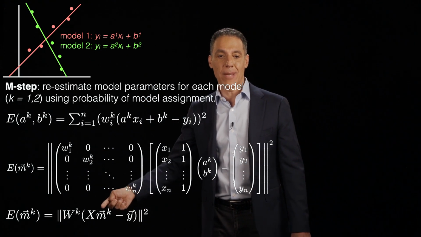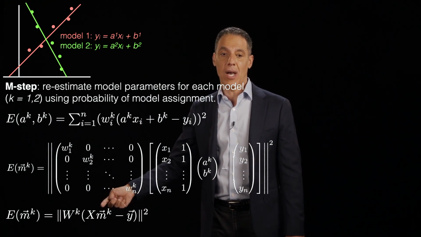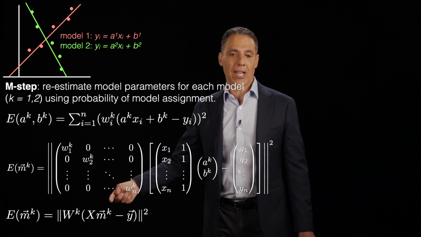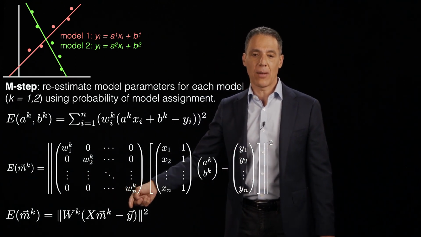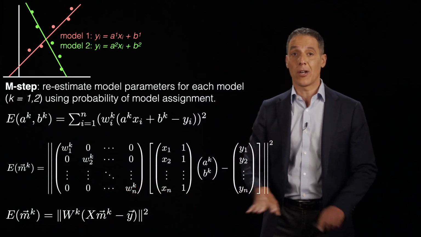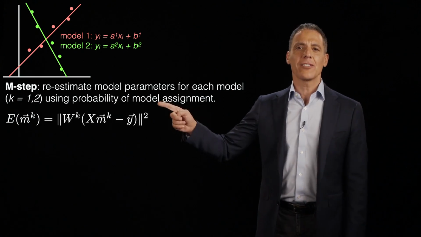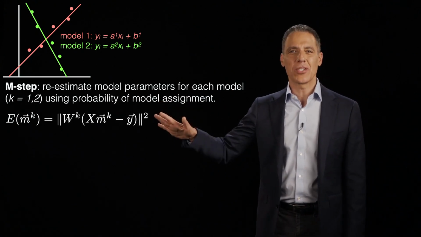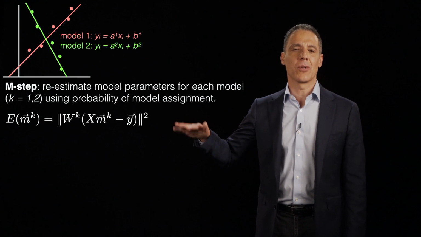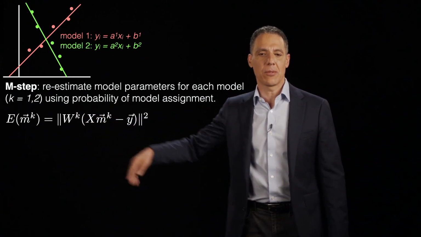And then I've got my data matrix. Notice that's not indexed on the model. It's just all the data. I've got my kth model, and then I've got my Y vector, also not indexed on the model, because we're using all of our data. All right, let's just go ahead and solve this equation. We know what to do. We're going to differentiate, set equal to 0, and solve for the unknown m sub k.